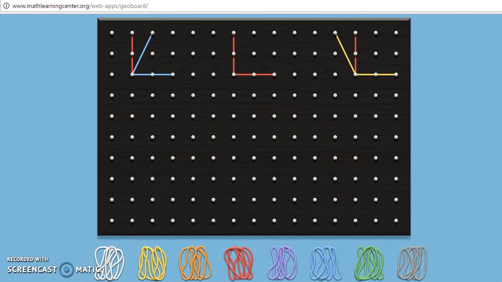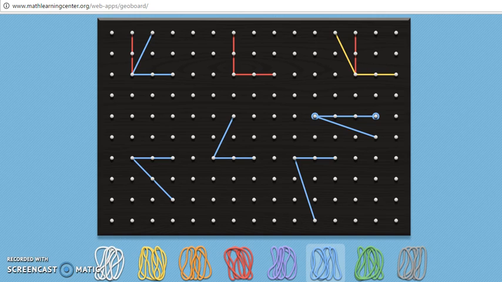We will now create acute angles with pairs of blue rubber bands. Acute angles are less than 90 degrees, with an opening smaller than a right angle. Here we have created an acute angle because it has an angle that is less than 90 degrees. It has an opening that is smaller than a right angle.